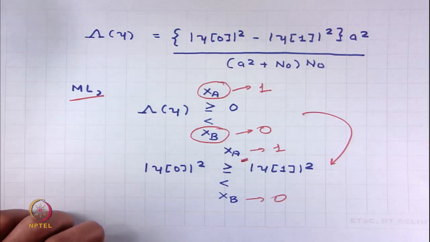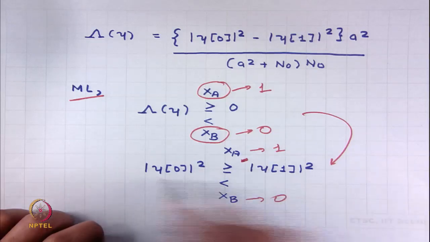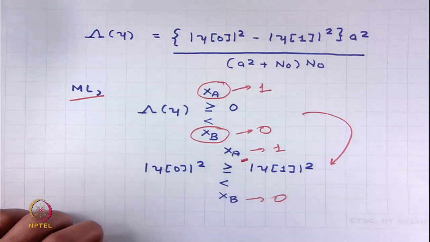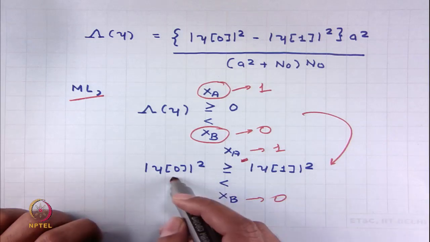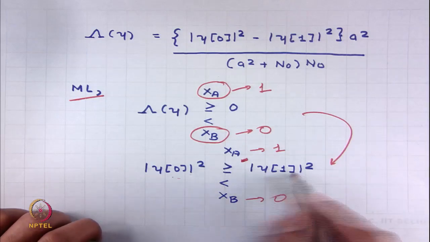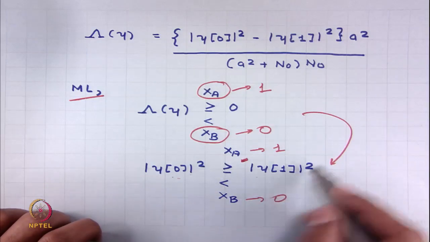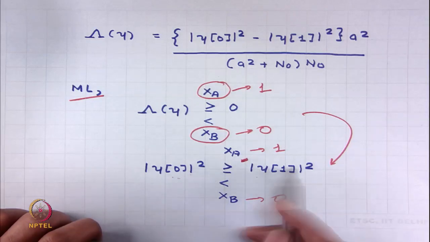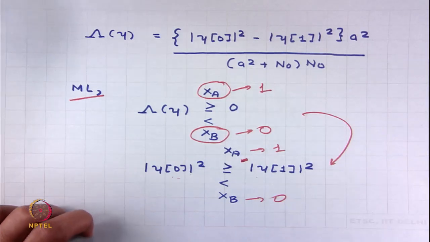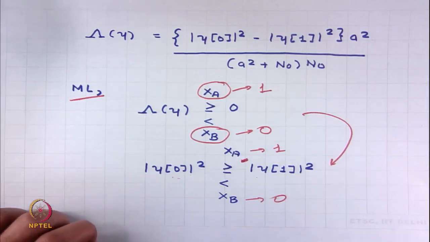Now, you notice something very funny in here. Here the decision does not depend at all on the channel knowledge. So, you see y 0, you take the mod of it, you square this up, you receive y 1, you take mod of it, you square this up, and based on these two quantities you can simply decide whether hypothesis 1 is transmitted or hypothesis 0 is transmitted. Here there is no dependence on H.